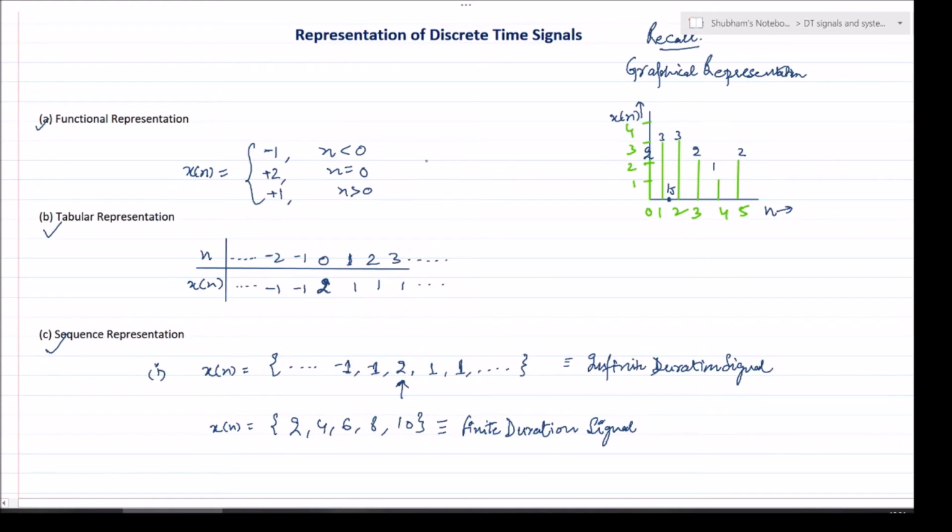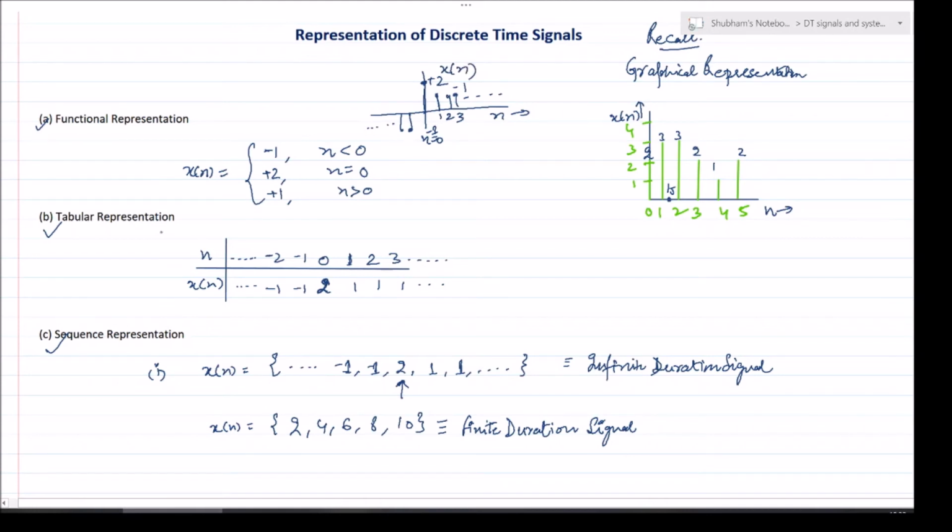So how will this function look like as a graph? Let us sketch it. At n equal to 0, its value is 2. For all positive values of n, it is equal to 1. And for all negative values of n, its value is -1. This is +2, this is -1. So this is the value 1, 2, 3. This is how x[n] looks like.